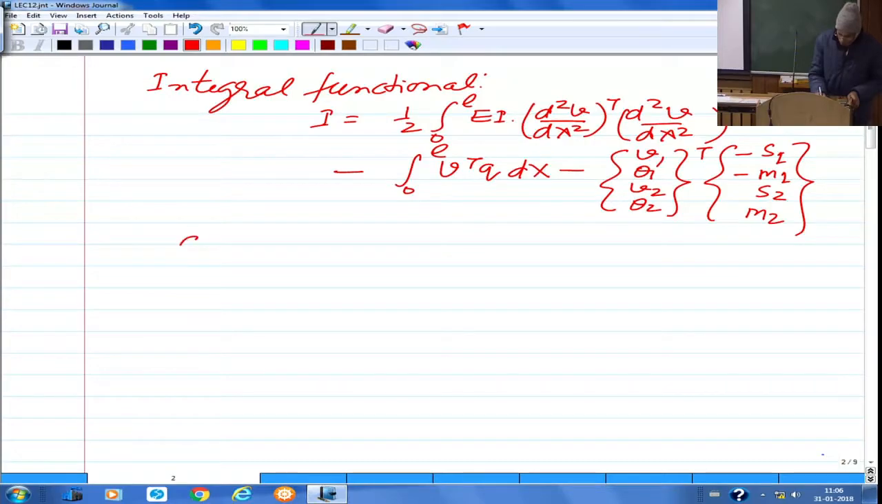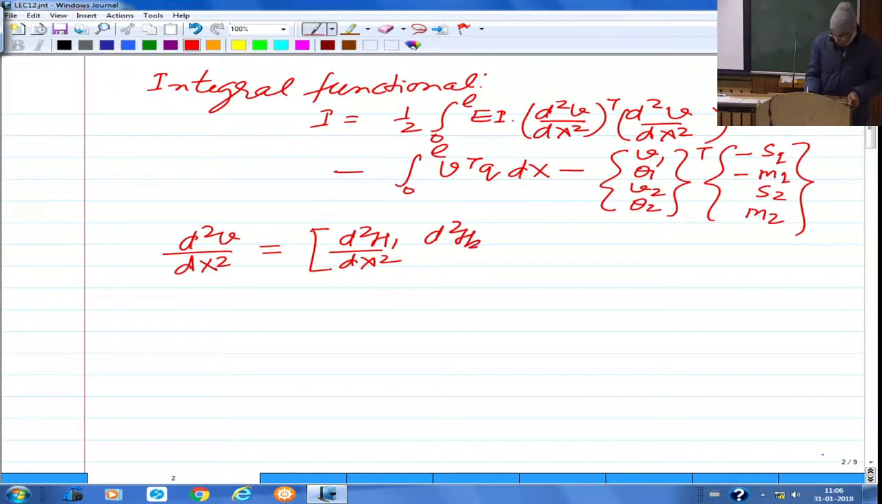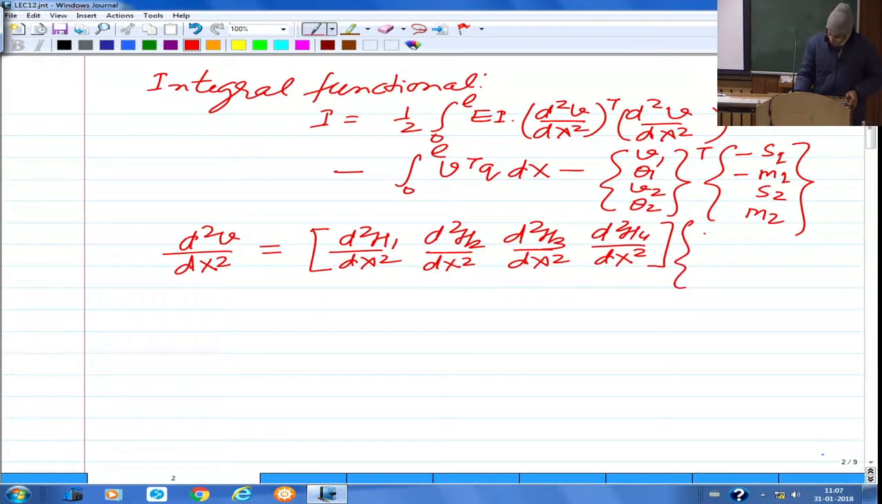v. You would see that d2v by dx square would actually be directly the derivatives of the shape functions. So d2h1 by dx square, d2h2 by dx square, d2h3 by dx square and d2h4 by dx square, because v is h1 h2 h3 h4, and these are functions of capital X. So differentiation of v means differentiation of these shape functions, into, of course, this d, which is v1, theta1, v2 and theta2. So this will give you the derivatives.